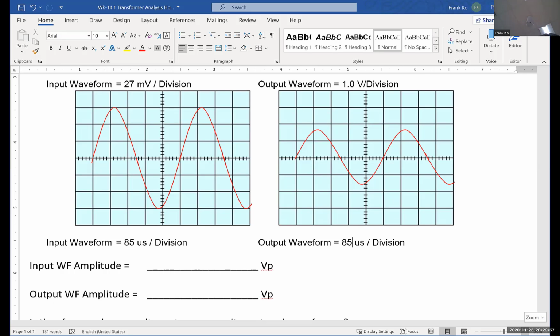So let's go ahead and determine what the input waveform amplitude is. How do I determine my V peak, Yusuf? It's 27 millivolts per vertical square. Yeah, each vertical square, you're right, is 27 millivolts per division. So what do I do here? Yeah, so how do I determine my V peak? 27 times 3. Okay, so it would be 3 divisions times 27 millivolts, yes?